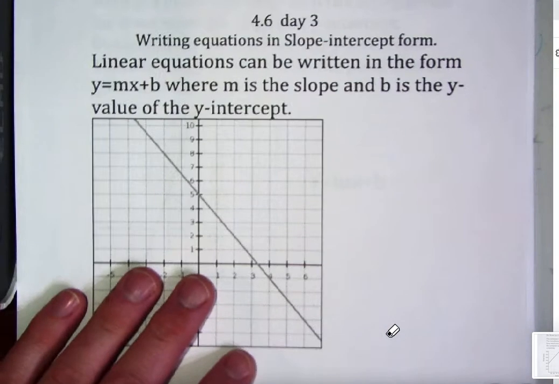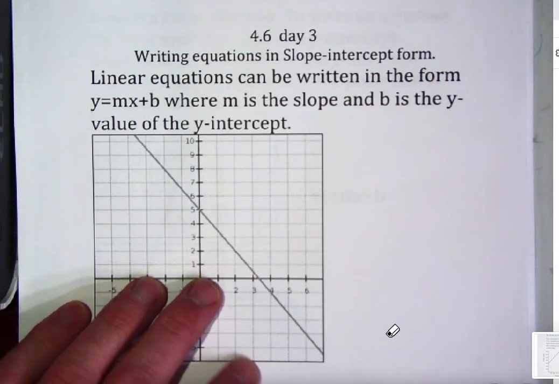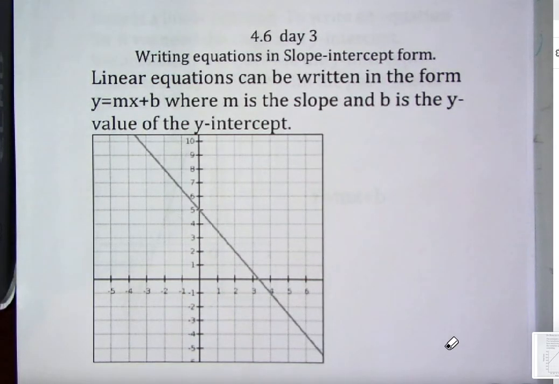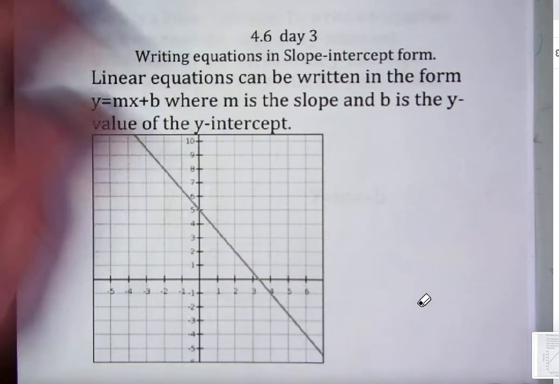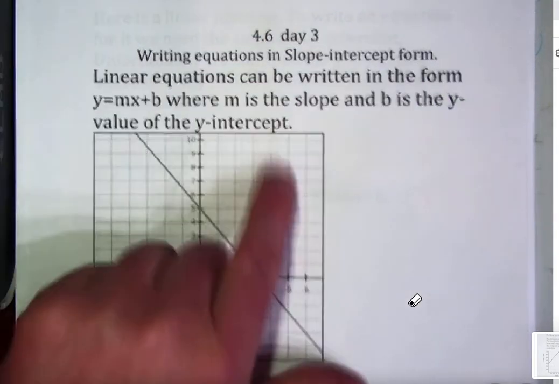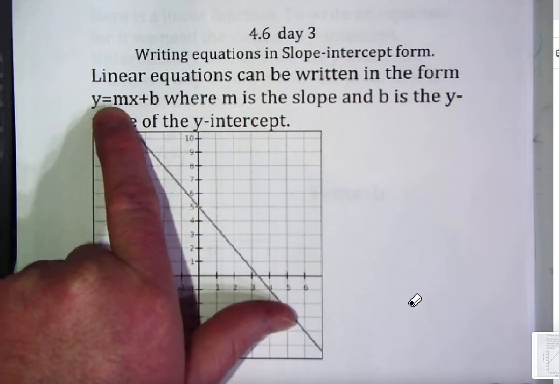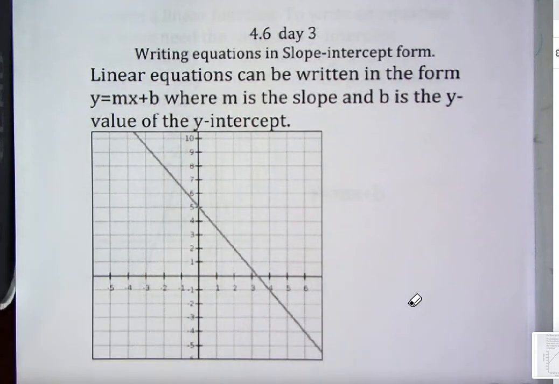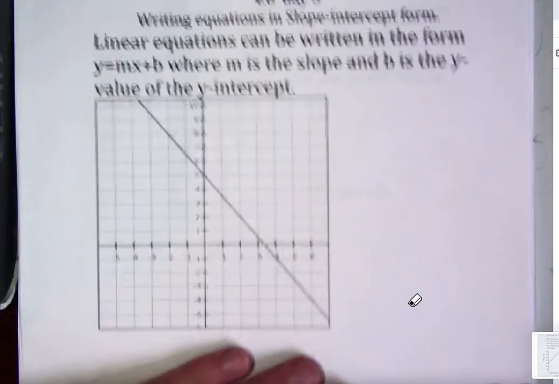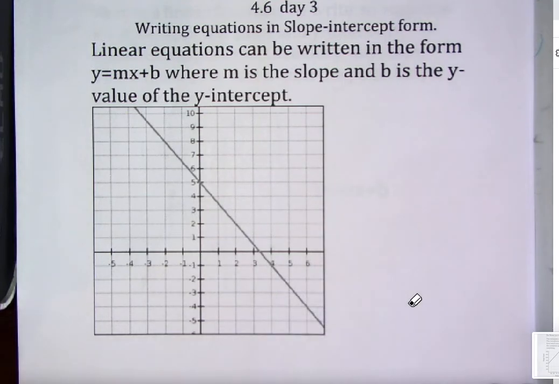All right. After a horrible 4.6 day 2, kids were still struggling. So I made another day, lesson 31, because students were still struggling with slope-intercept. Linear equations we discovered can be written in the form y equals mx plus b, where m is the slope and b is the y value of the y-intercept. Right? So we just need to know those 2 things.